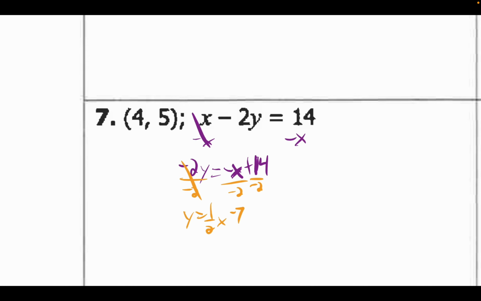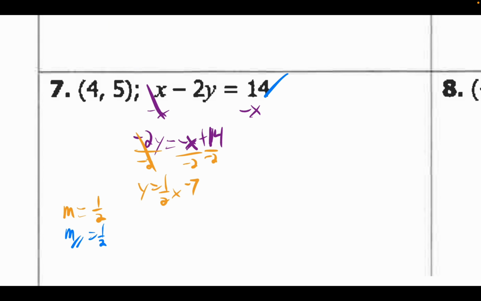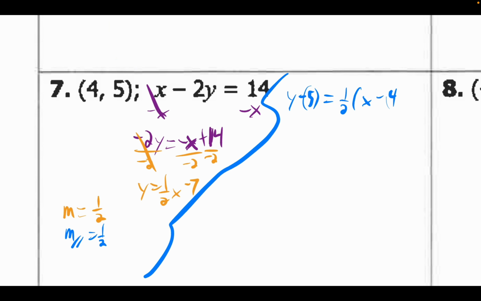The minus 7 doesn't even matter, but the slope of this line is 1/2, and the slope of my parallel line then is also 1/2. And so I take that slope, I take the point, and I plug it in. And so I'll have y minus 5 is equal to 1/2 times the quantity of x minus 4.